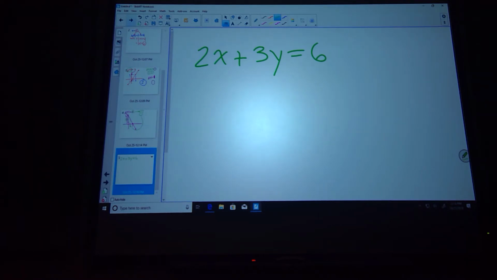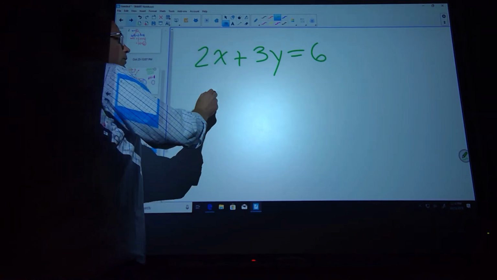They want to find the x and y-intercepts. Cover it up. Thank you. Cover it up.